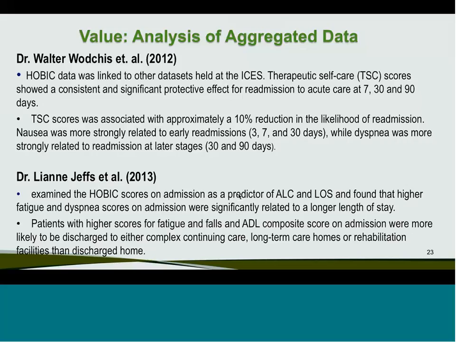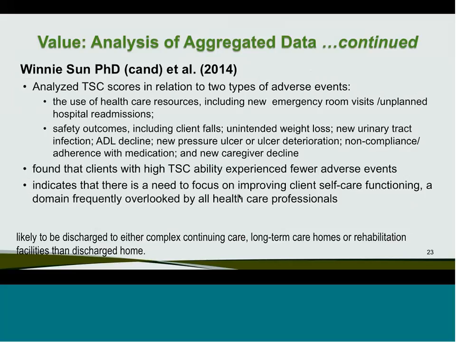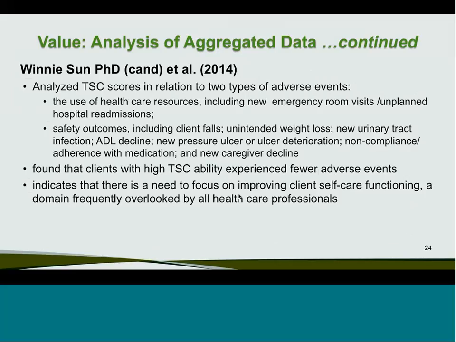And as well, she found patients with higher scores for fatigue and falls and ADL composite were more likely to be discharged to complex continuing care, long-term care, or rehab. So again, we have this data. How does it add to our practice? How do we use it to really look at practice?